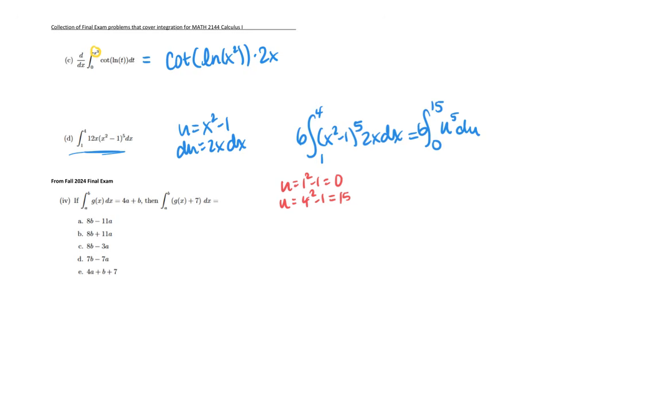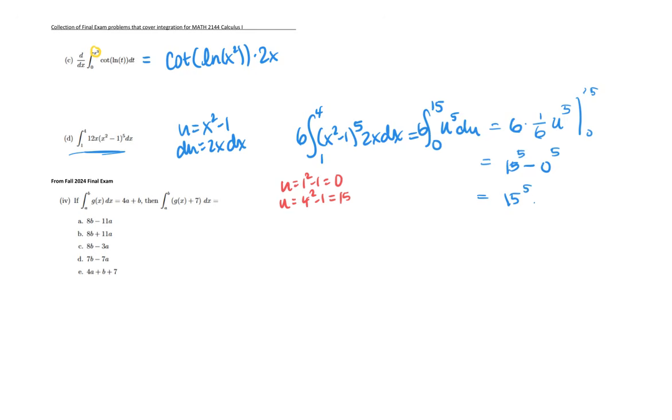And then I can find an antiderivative of that. So I'll get 6 times 1/6 u to the 5th. I'm going to evaluate that from 0 to 15. So this will be 15 to the 5th minus 0 to the 5th. So that will give me 15 to the 5th, whatever that is.